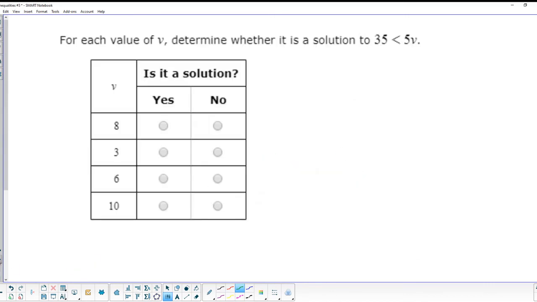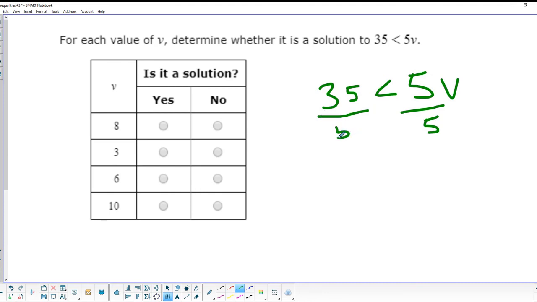All right, now in Alex, there's some specific types of problems, like this particular one where they actually give you a grid and they give you a problem. So the problem they've given us is 35 is less than 5v. When we divide both sides of that inequality by 5, we get 7 on the left side is less than v. So we have to ask ourselves, is v bigger than 7?